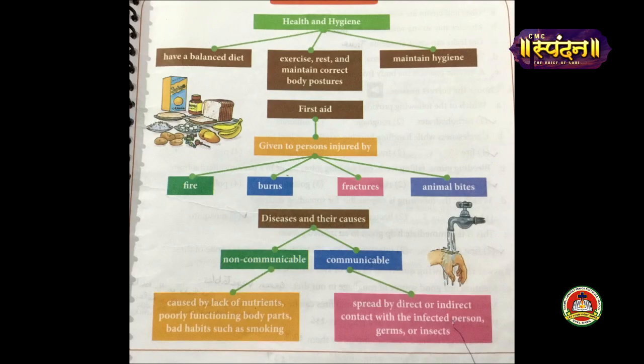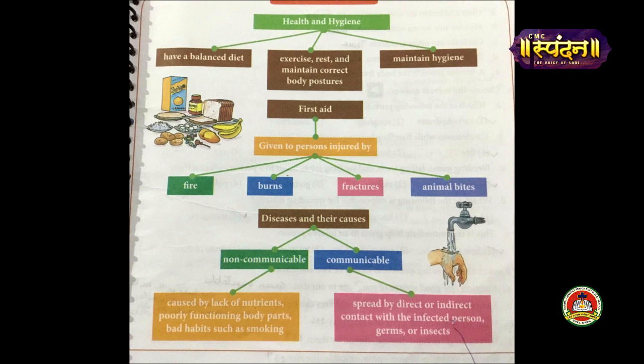So with this, we have come to the end of this lesson. I hope the lesson is clear to you. Let us do a quick recap of the lesson, health and hygiene. In the first module, you read about having a balanced diet, that is about all the nutrients: carbohydrates, fats, proteins, vitamins and minerals. Then we read about the importance of exercise, rest and maintaining correct body posture, also about maintaining hygiene. And in this module today you have learnt about first aid, and what first aid is to be given in cases of fire, burns, fractures and animal bites.